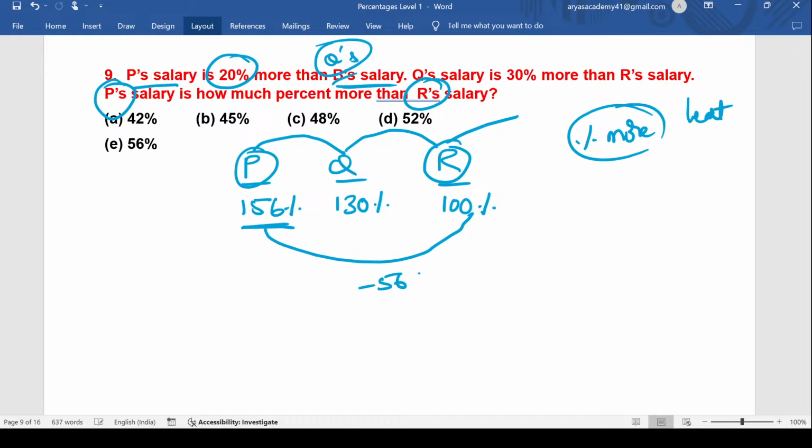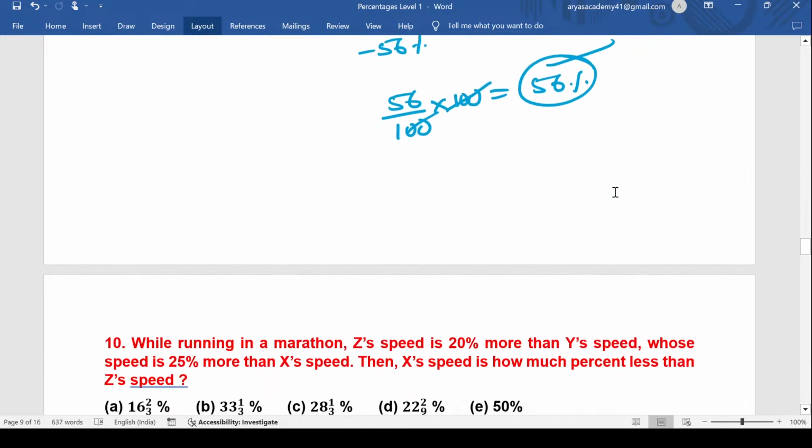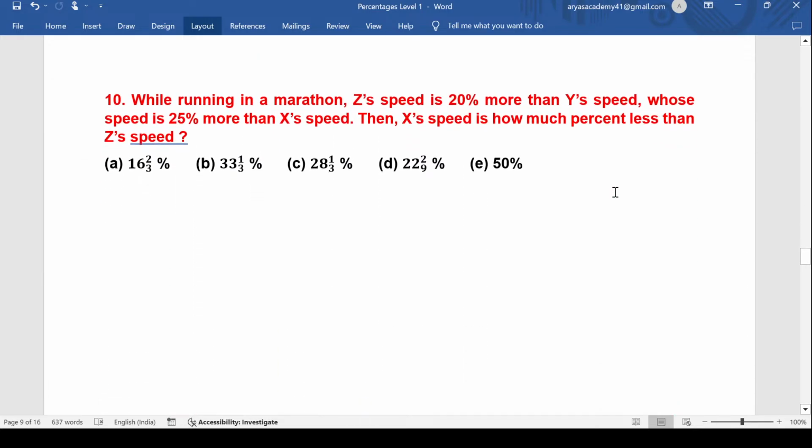And the difference is what? 56%. The question is asking about percentage more, then the comparison has to be made to the least value. So 56 has to be compared to the least value, which is 100, multiplied by 100. So 100 cancel, and you will come to know that the answer is 56%, which is option E. So hope you understood that question, and I am moving to the next question.